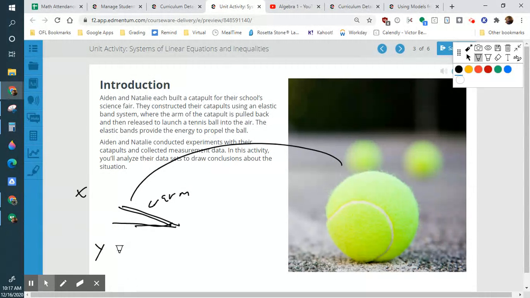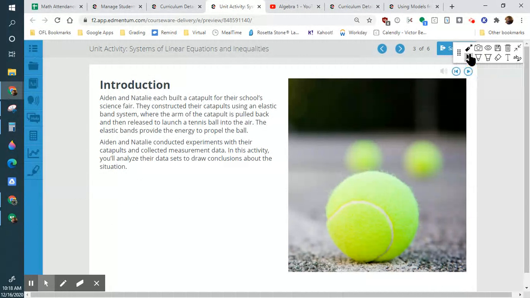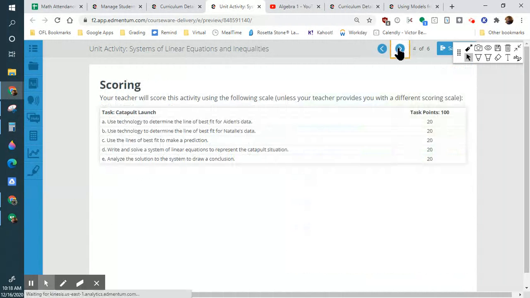The reason why it's dependent is because however long the arm is going to affect how far the ball's going to fling. So they're launching tennis balls. All right, so we're going to use technology for this. There's going to be a few things that we're going to need to do technology-wise.